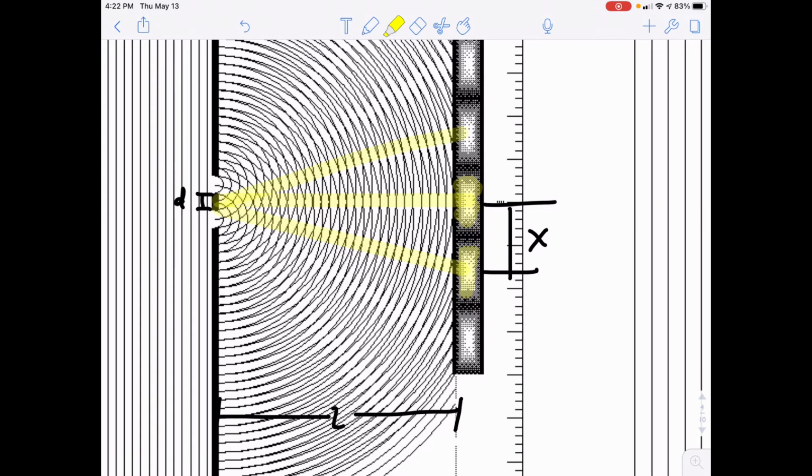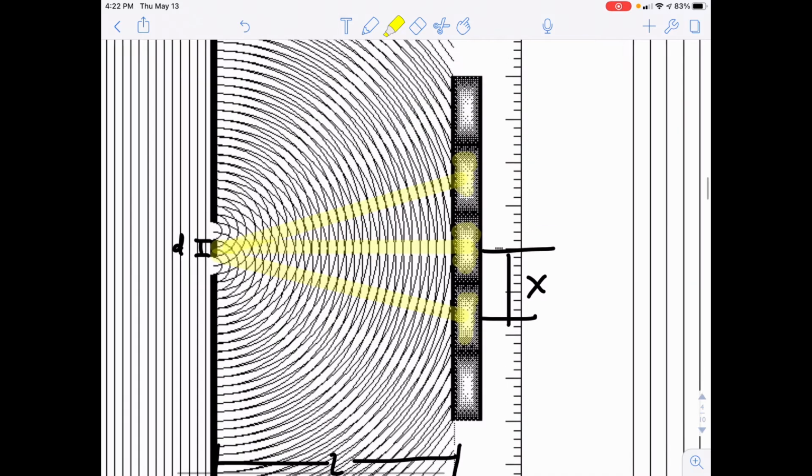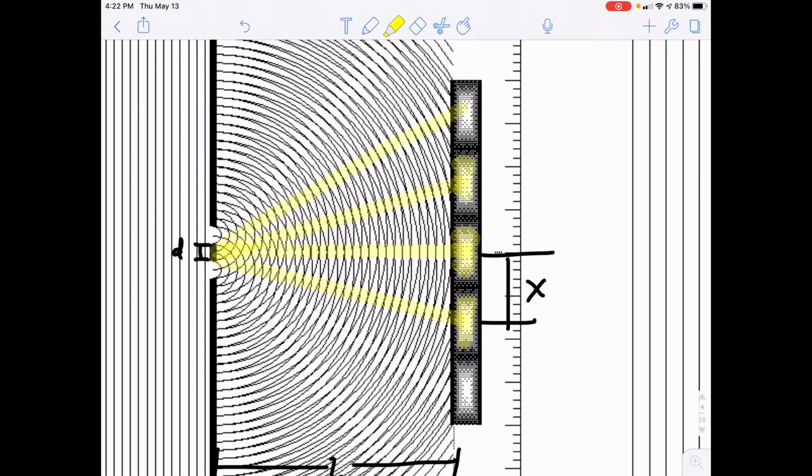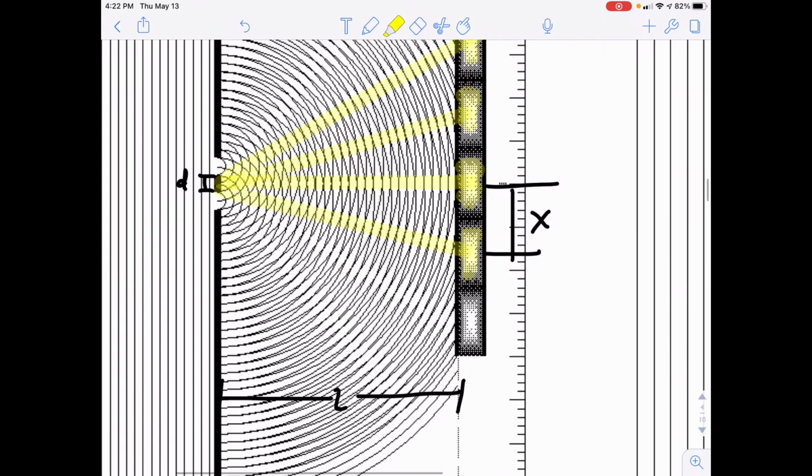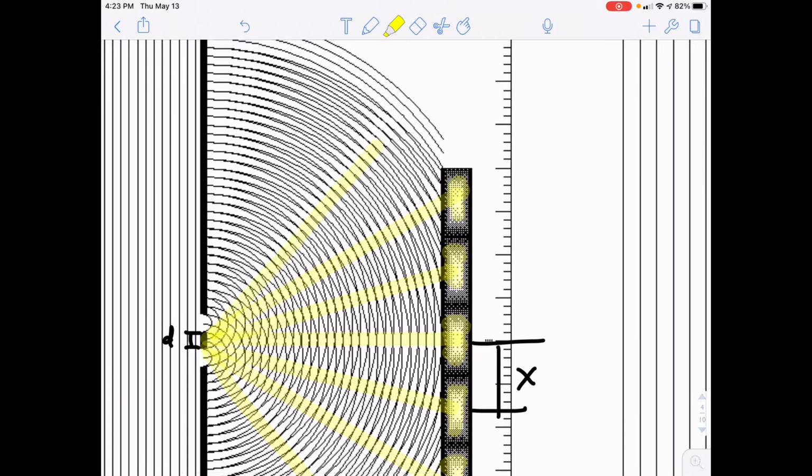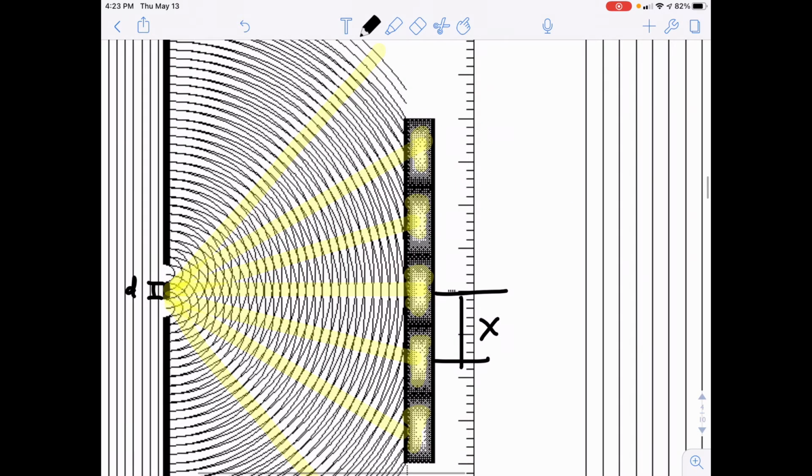Now you can see here's another bright fringe right here, and another, and another, and another, where they end up shining on the screen behind it. And you could keep extending it on and on. One thing I hope you notice is that the spacing is all the same. In other words, if this is the distance X between adjacent bright fringes, that's the same distance between those ones, those ones. And more importantly, it's also the same distance between adjacent dark fringes too. Something to consider when we do our analysis.